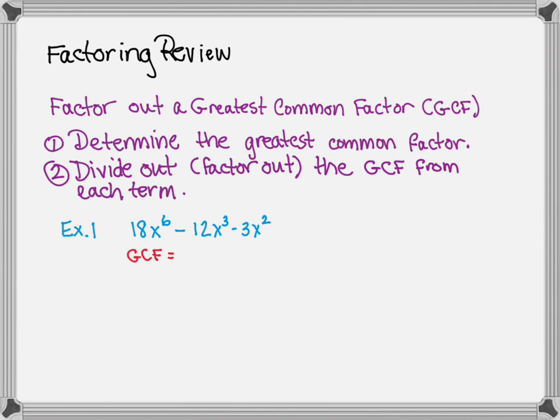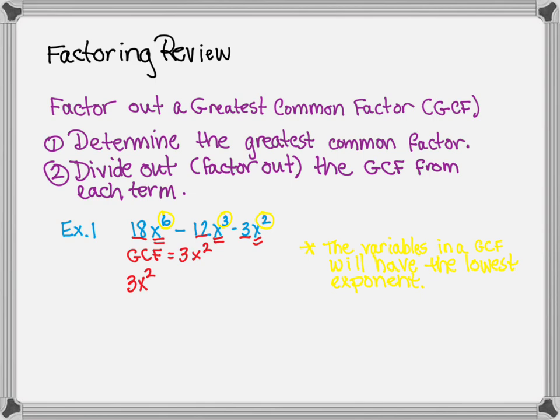So let's figure out the GCF, the greatest common factor. Let's look at the number parts first. 18, 12, 3. The greatest common factor of 18, 12, and 3 is 3. And then all of the terms have x terms. So x is part of the greatest common factor. And then we're looking at the exponents. And we're going to choose the lowest exponent for the greatest common factor. So our greatest common factor is going to be 3x squared.